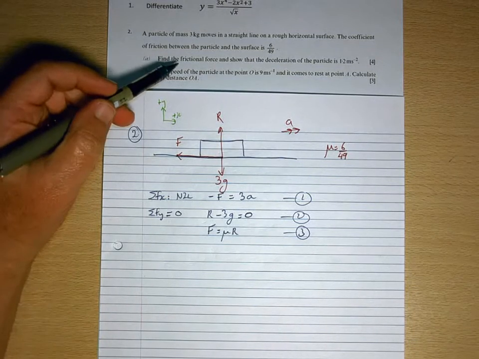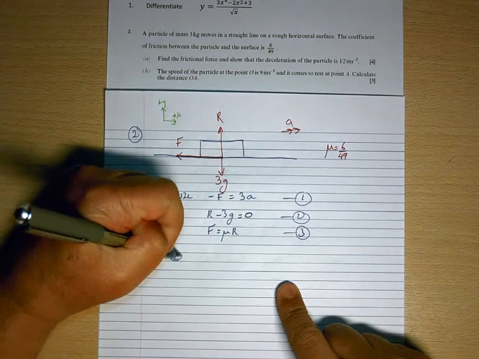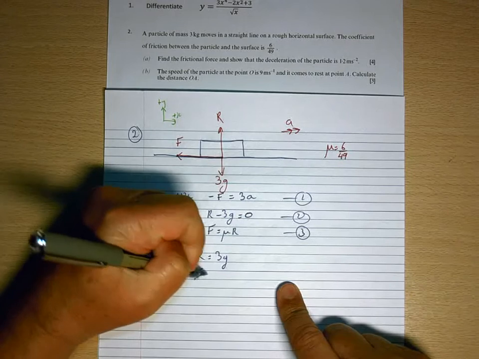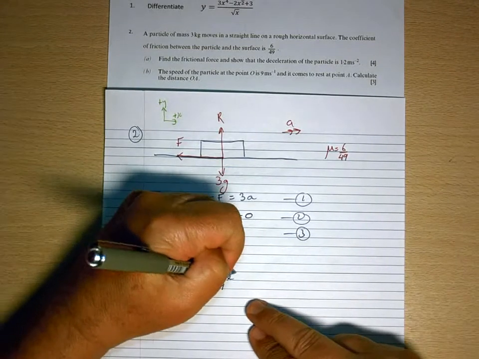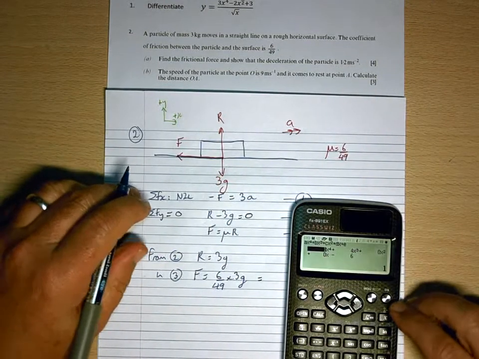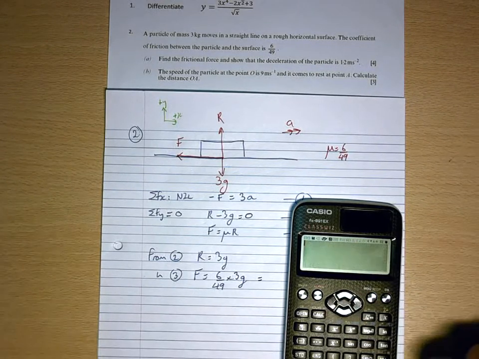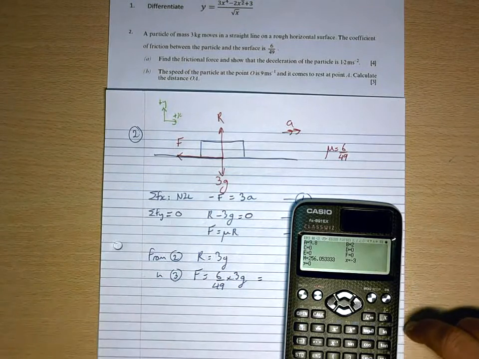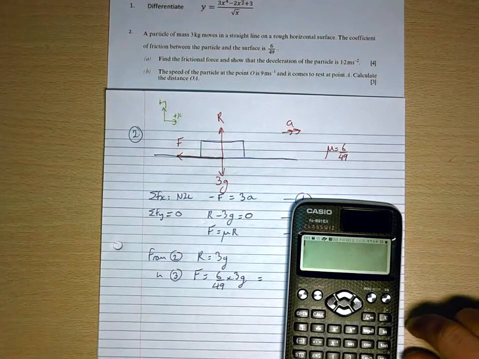We want to find F, and then we want to find a. So to find F, from equation 2, R is 3g, put that in equation 3, and F equals mu, which is 6/49 times 3g. So I need to get back into calculator mode. I've got g stored as A in my calculator. If I want to just check that, if I do shift and recall, it shows me what all the things I've got stored against my variables. So A is 9.8, so I can carry on using that.